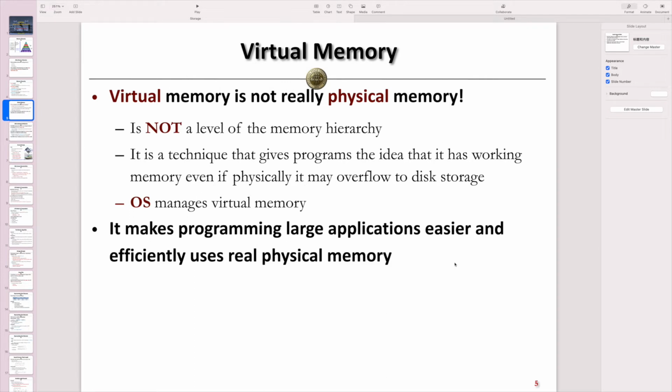Right? So virtual memory is not really a physical memory. It is not a level of the memory hierarchy. Actually, it is a technique that gives a program the idea that it has working memory, even if it is actually physically on some disk or hard drive. So the operating system will manage the virtual memory.